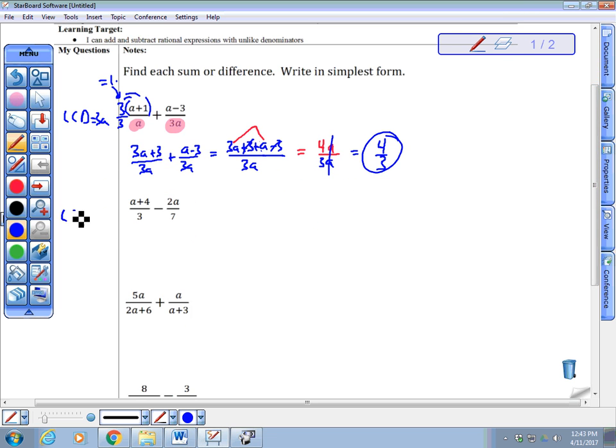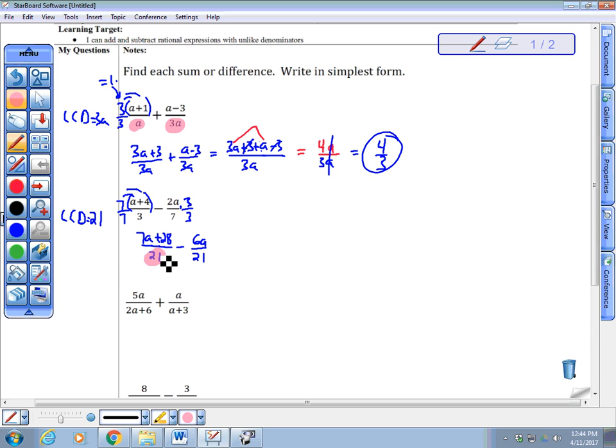Next one, the LCD is 21. And that means I'm going to multiply the top and bottom by 7 and the top and bottom by 3 over 3. Distribute the 7 throughout to get 7a plus 28 over 21, minus 2a times 3 is 6a over 21.